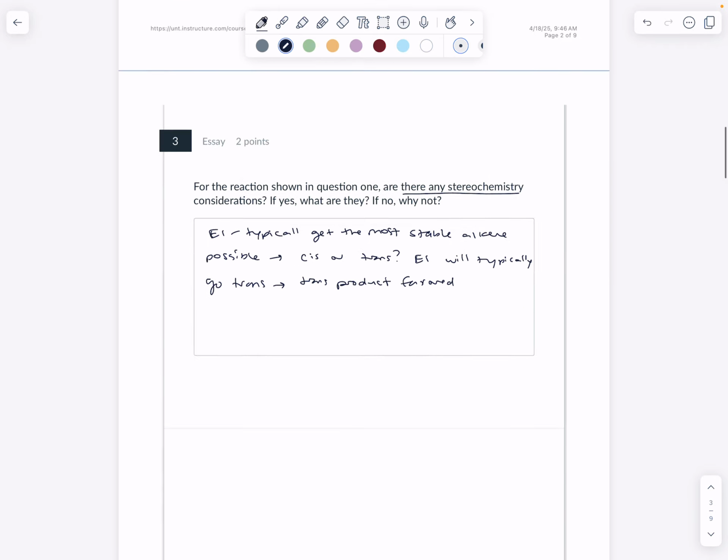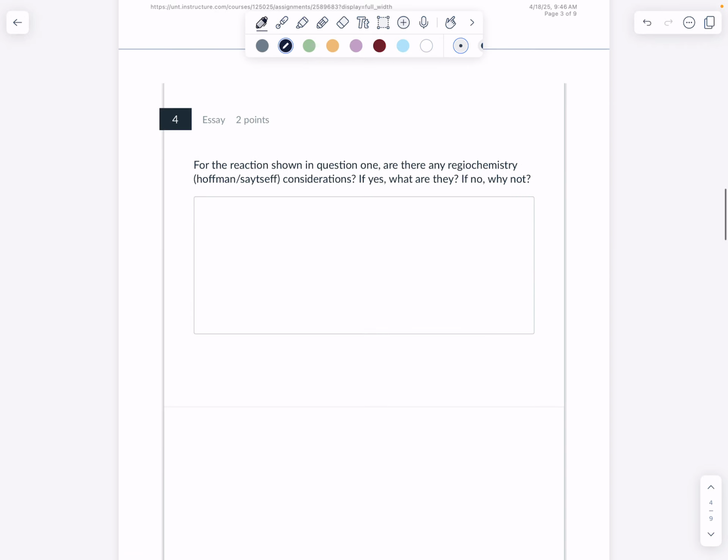So to answer this question, I would say, are there regiochemistry considerations? Yes. Narrow nucleophile. So the substituted product is favored.